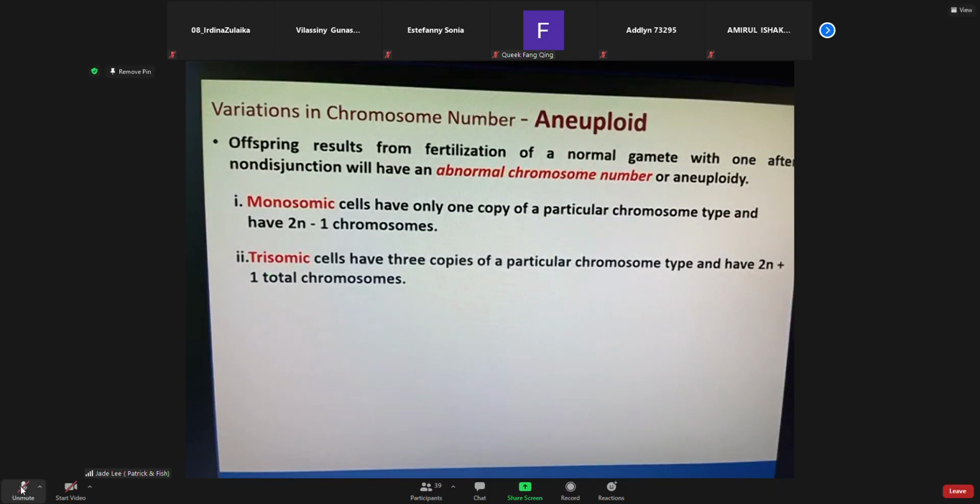Yes, doctor. Because sepatutnya semuanya 2n. Tapi dia tambah 1, jadi ada 3, so they call trisomic. Yang ini sepatutnya 2n, which is normal, tapi dia minus 1, jadi menjadi monosomic.